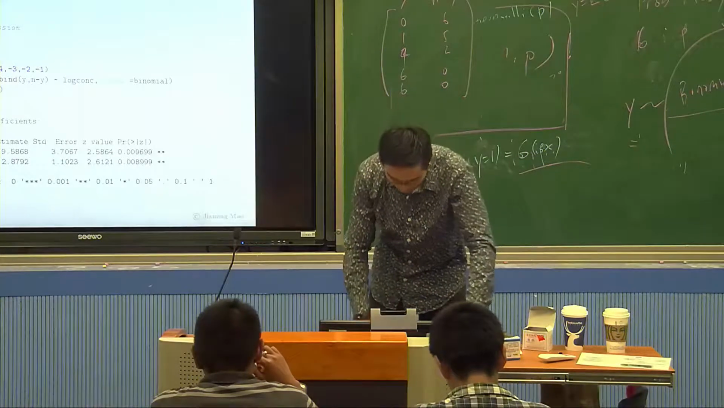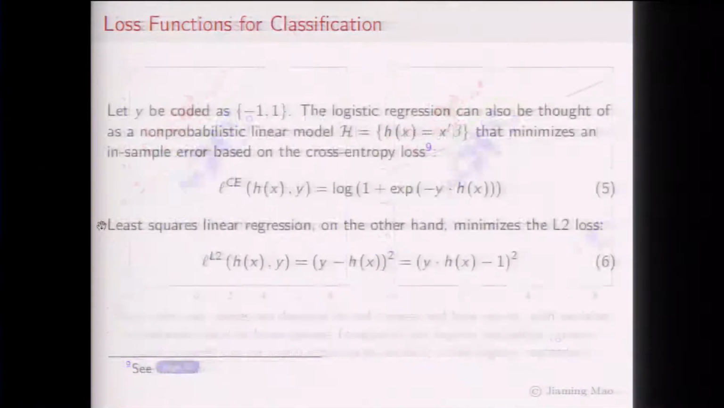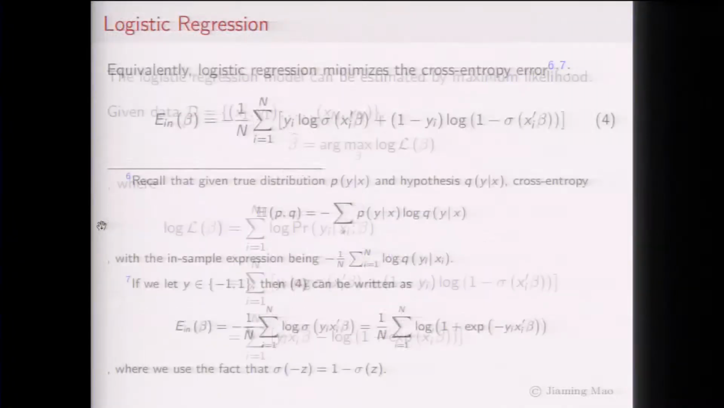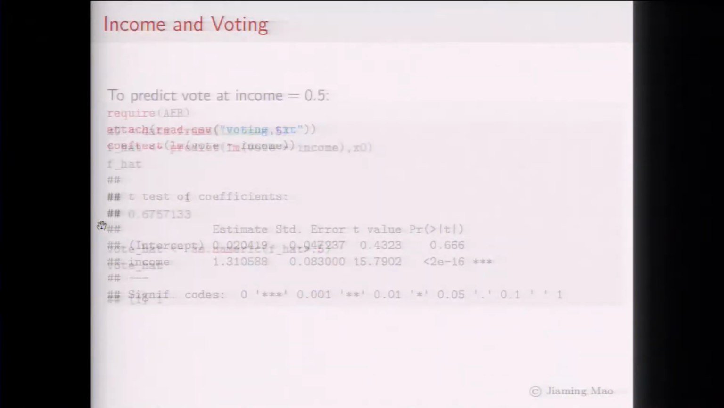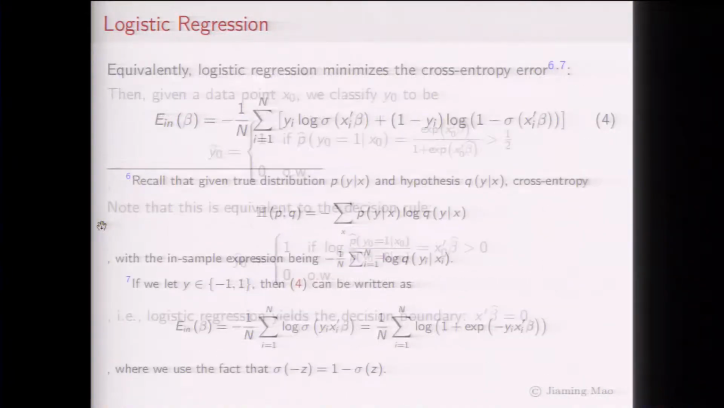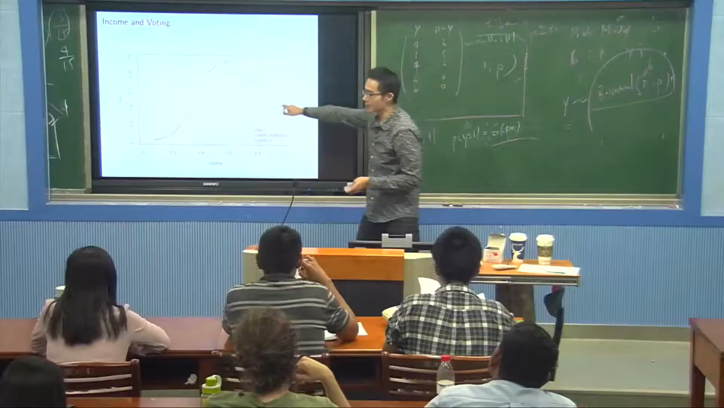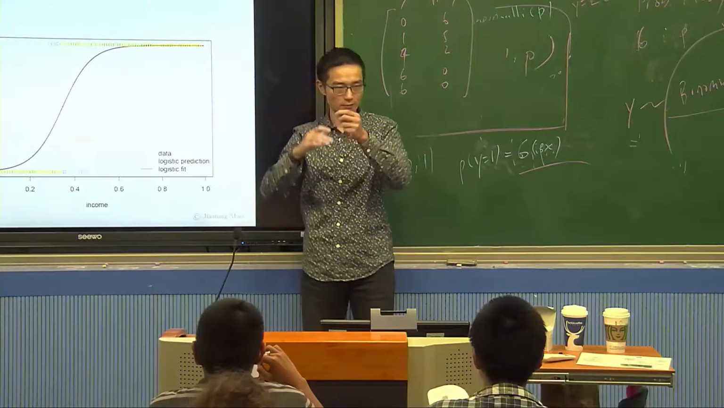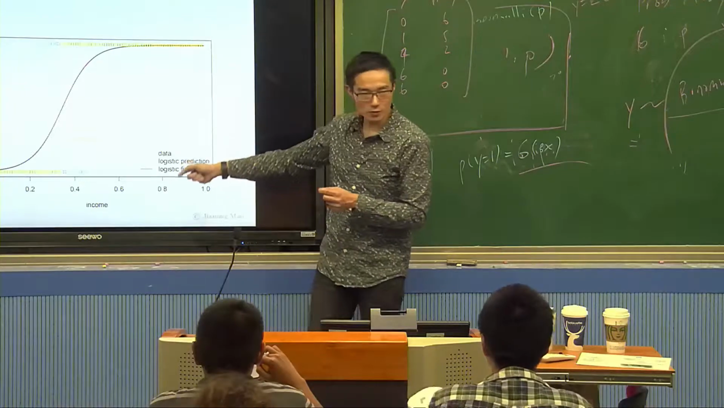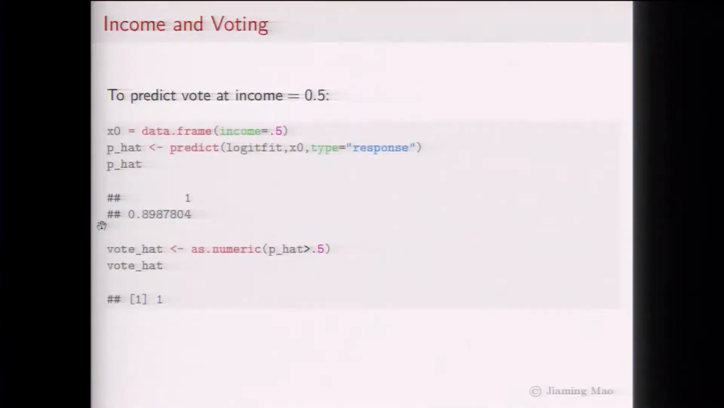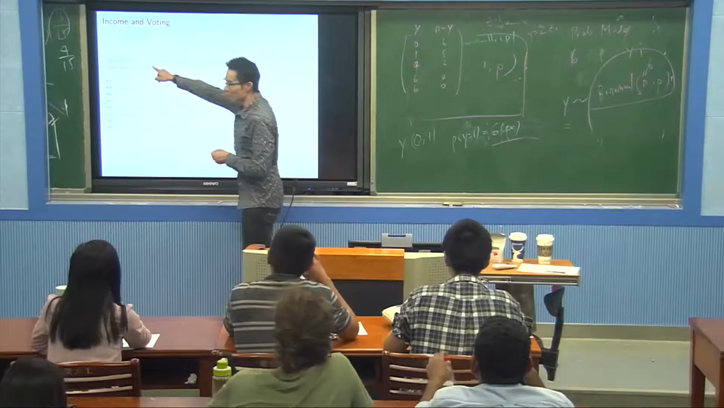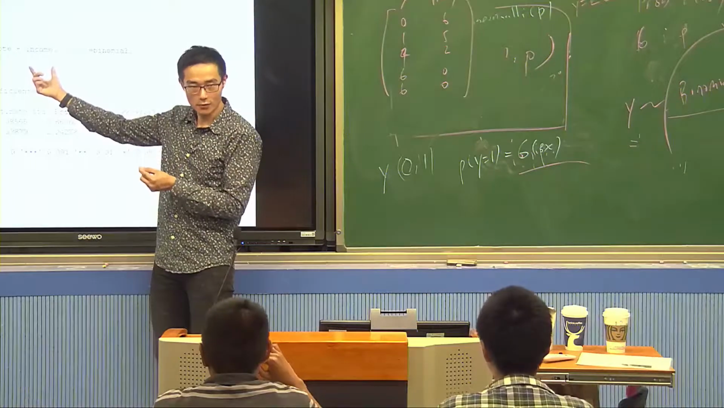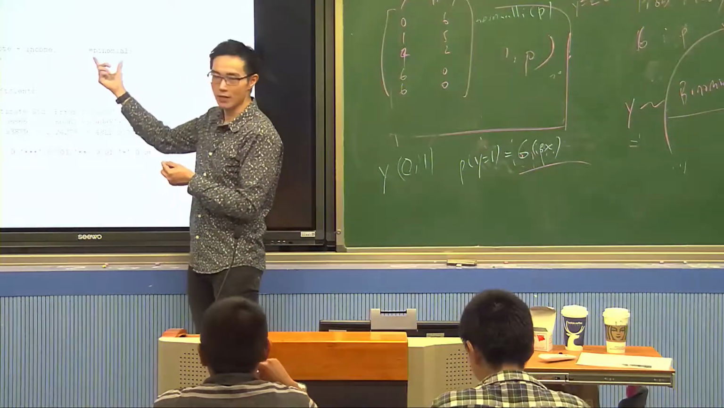Now, if you have done logistic regression in R before, let's take a look at the 0, 1 case. Remember our income data? This is the voting data, income and voting, where voting is 0, 1: vote or not vote. How do we do this logistic regression in R? We use the glm function, with vote, the 0, 1 variable, regressed on income, and we say family equal to binomial.